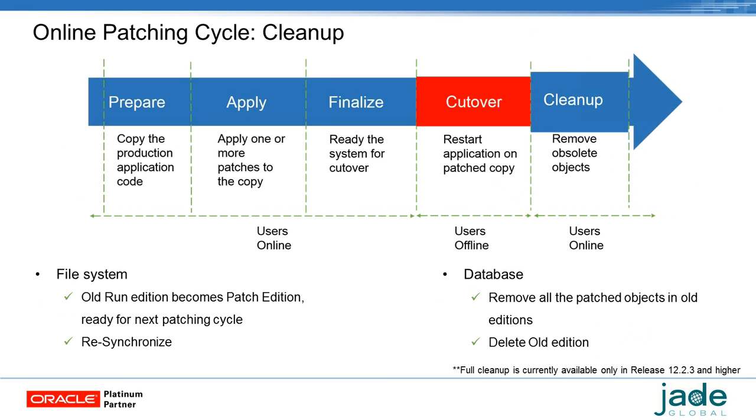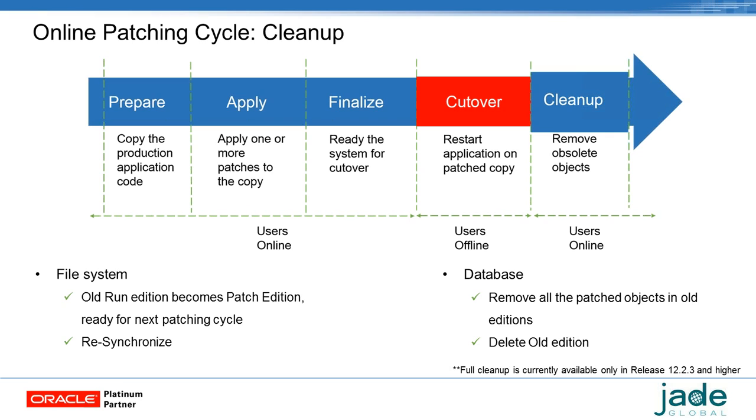Once your cutover is done, the last activity is called cleanup. In the cleanup activity, you copy the latest code from the patch edition, which is now the run edition, into the new edition so that it is already synchronized. You just keep it ready. This activity is done twice, as a part of the cleanup cycle as well as the prepare cycle, to ensure that the code is always synchronized.